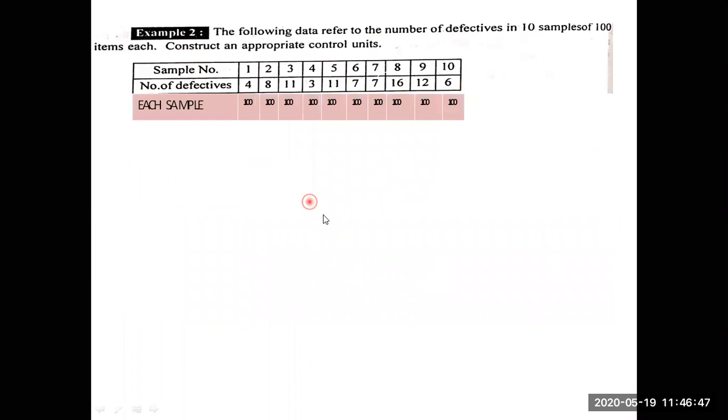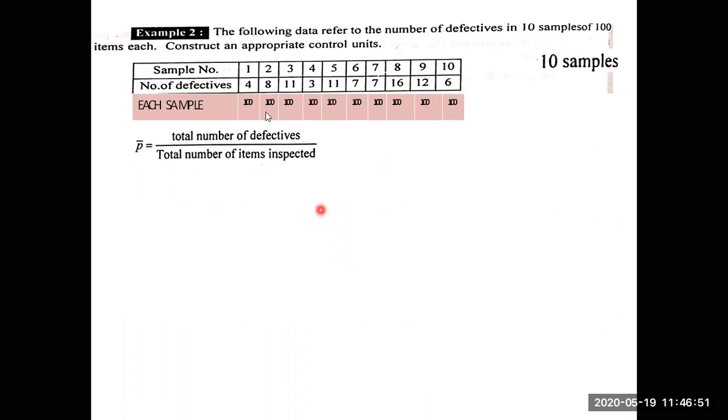Next, the same problem. I am now solving the problem. 10 samples are there. Each sample has 100 items. So the total number of defectives means add the number of defectives. How much are you going to get? 85. Total number of items inspected is 10 into 100, since there are 10 samples and each sample has 100 items. Therefore, you are going to get 0.085.